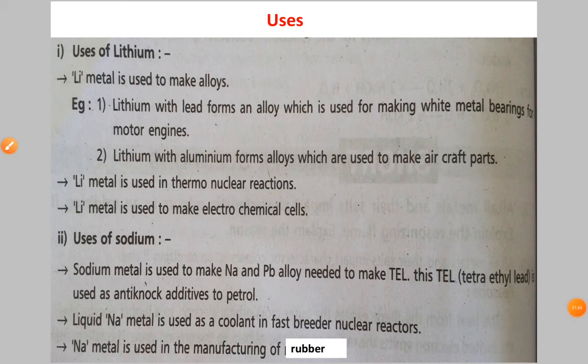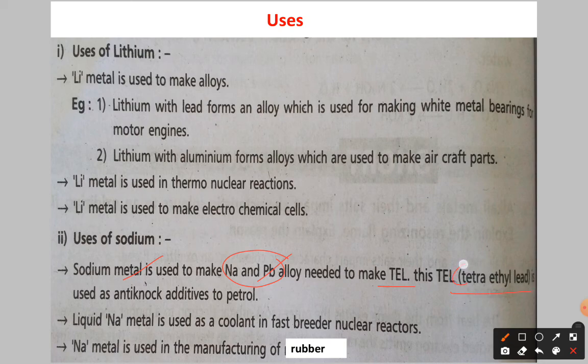After that, next we have the sodium metal. Here also, sodium with lead forms an alloy that is called TEL. TEL means what? Tetraethyl lead is called TEL. It is used for what? Anti-knock. Knock means what? You know very well, knock the door. Anti-knock means going to stop. In vehicles they use it as an anti-knock for petrol.